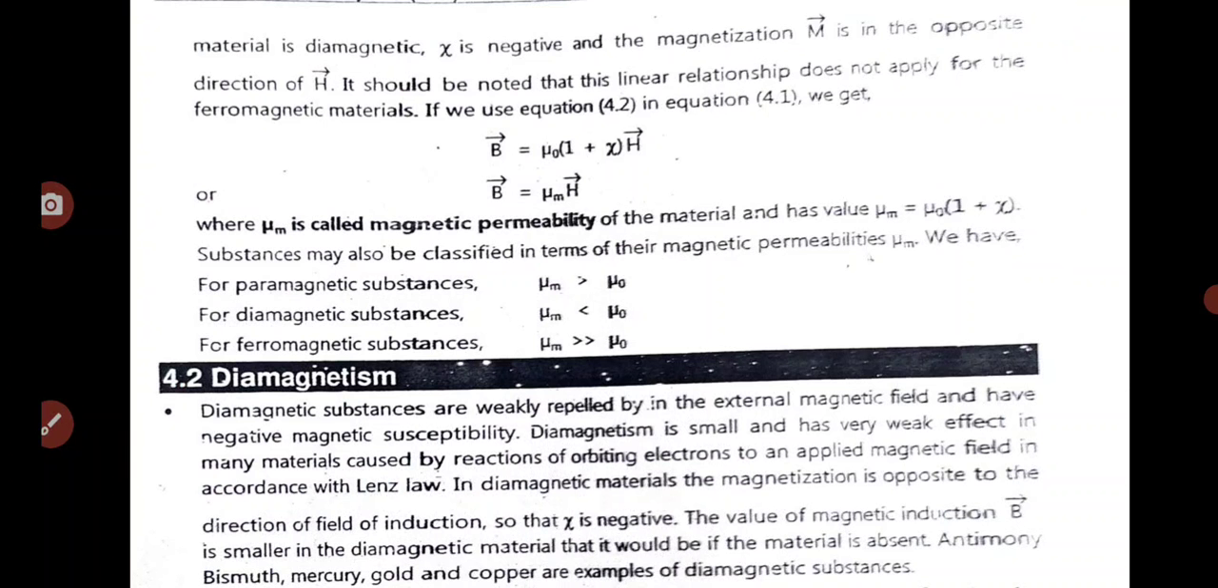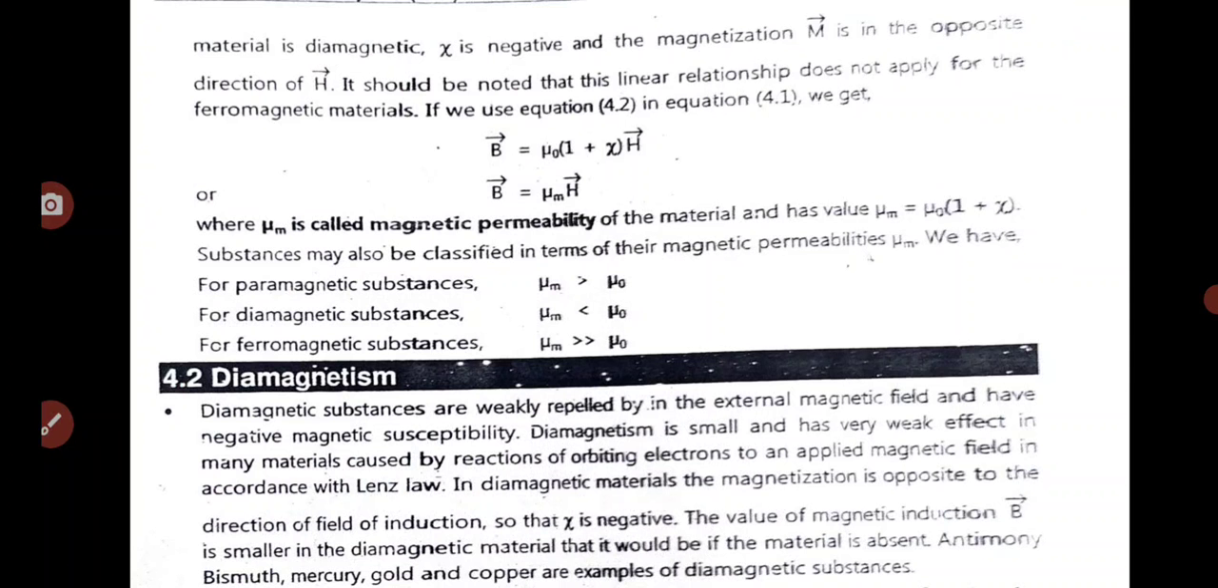If we consider here that the susceptibility is negative, the value of the magnetic induction B is smaller in the diamagnetic material. The magnetic induction B is the magnetic field, which is smaller in the material than it would be if the material were absent. Examples of diamagnetic substances are antimony, bismuth, mercury, gold and copper.